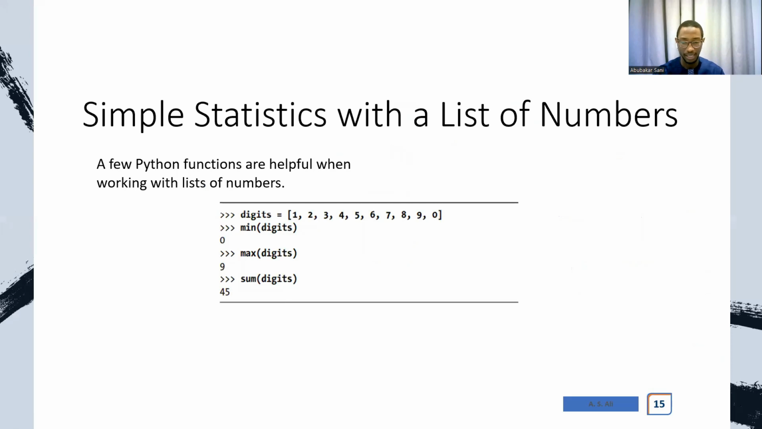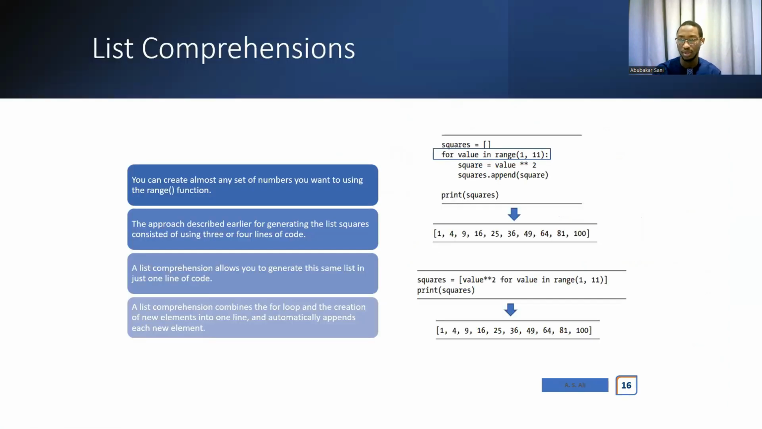Not only range, we have other functions. For example, we have the min, max, and the sum. Min will return the minimum number in a list. Max will return the maximum number in that list, and sum is going to add up all the numbers in the list and return the summation.